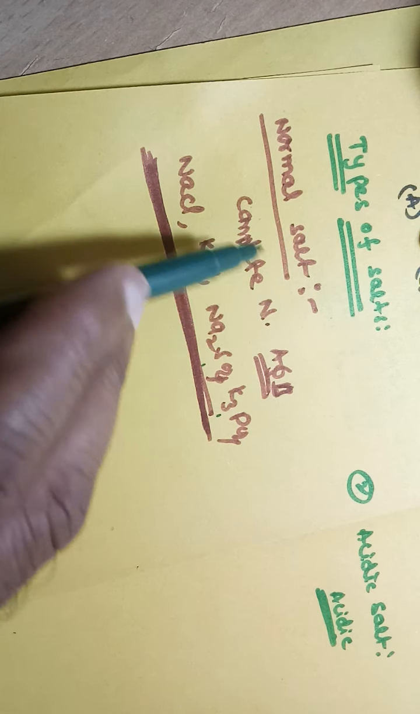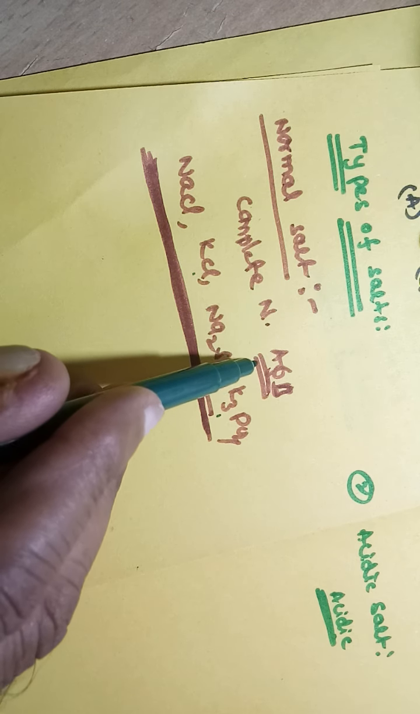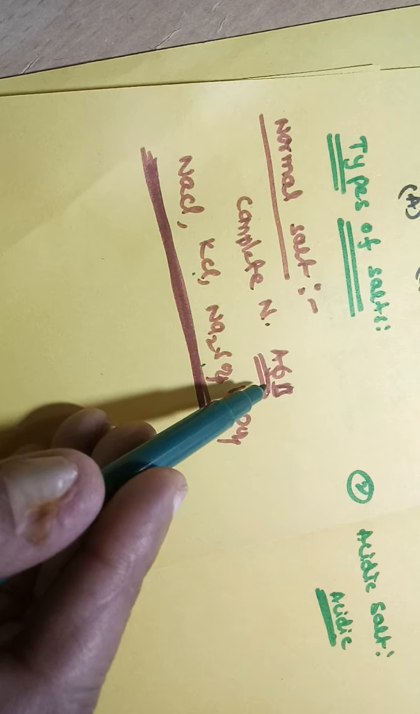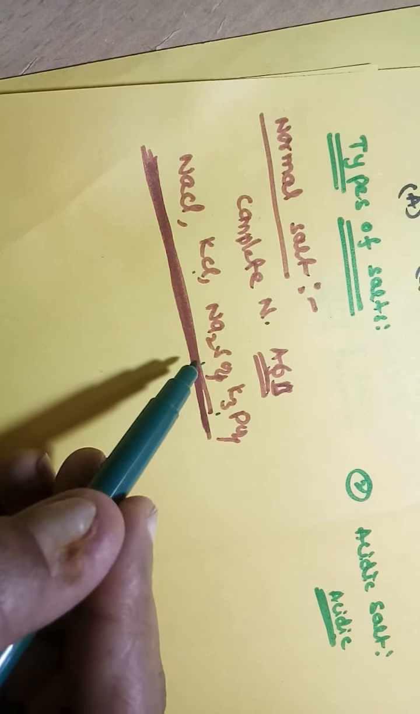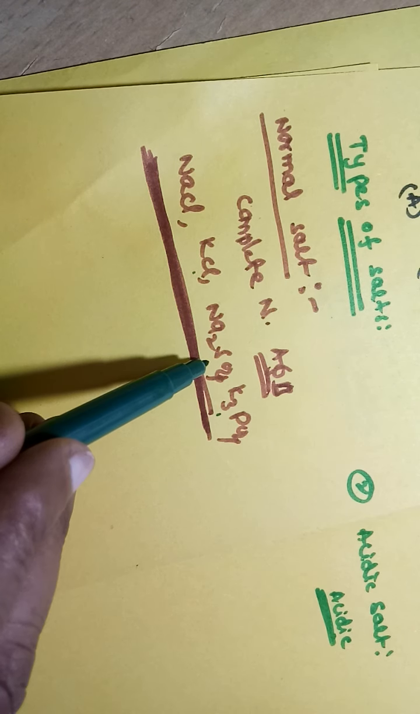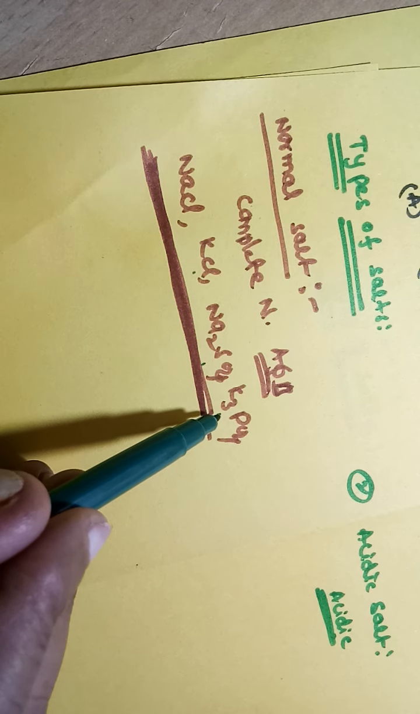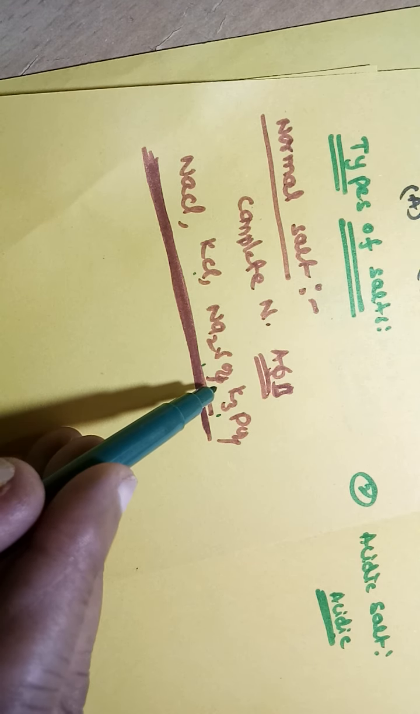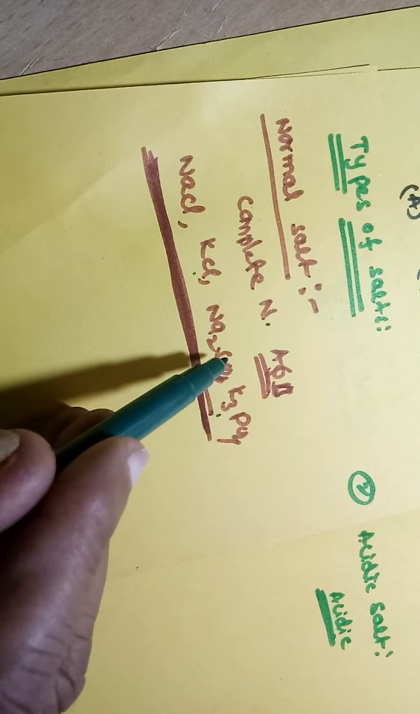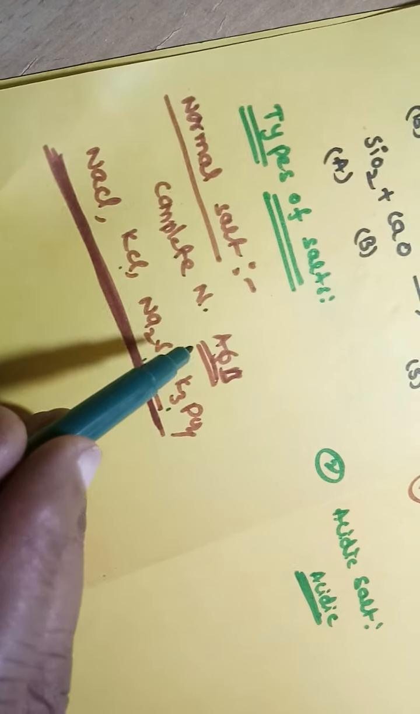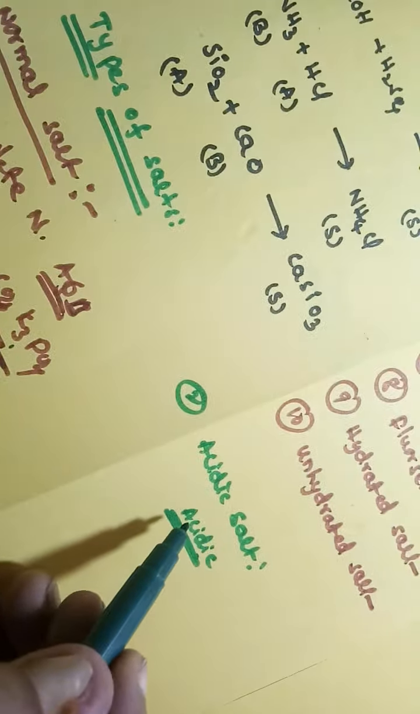Normal salt means the salt which is formed due to complete neutralization of acid and base. Examples of normal salt are sodium chloride, potassium chloride, sodium sulfate and potassium phosphate. These do not have further replaceable H plus or OH minus ions. They are formed due to complete replacement of all H plus ions from the acid. These are called normal salts.